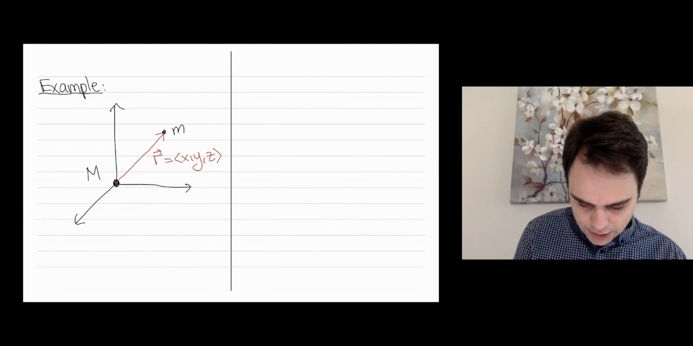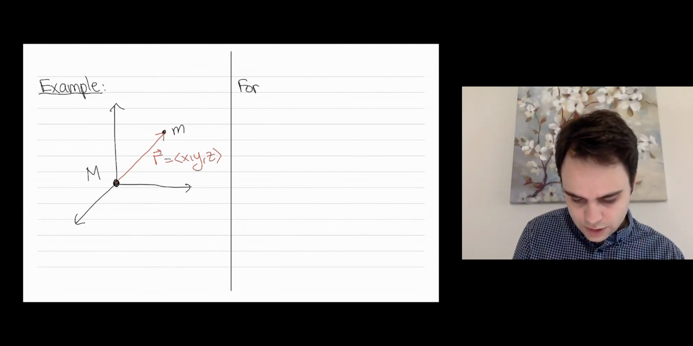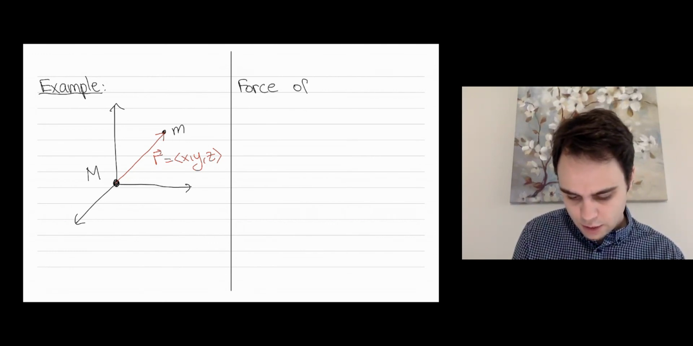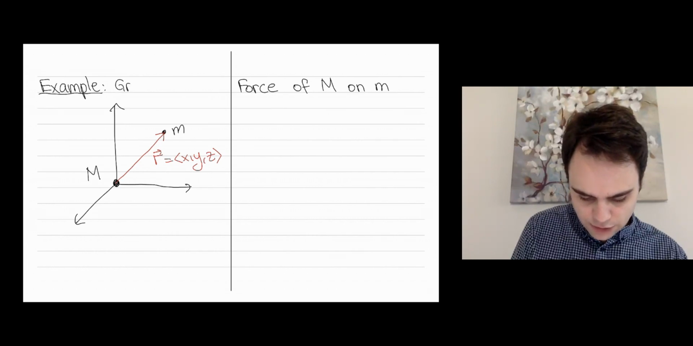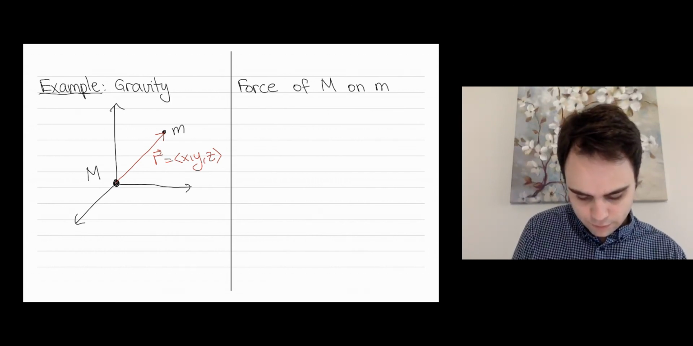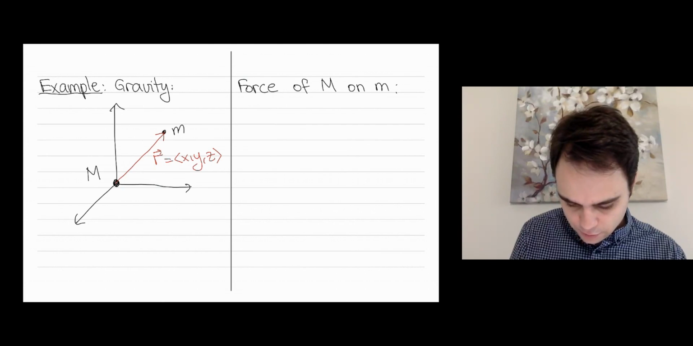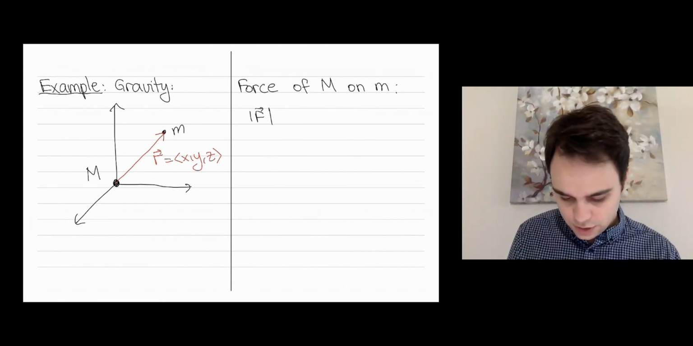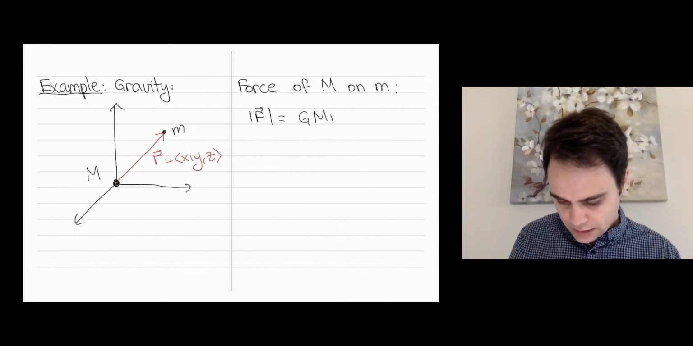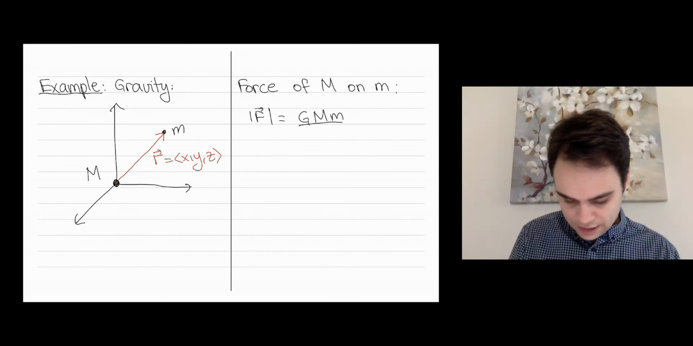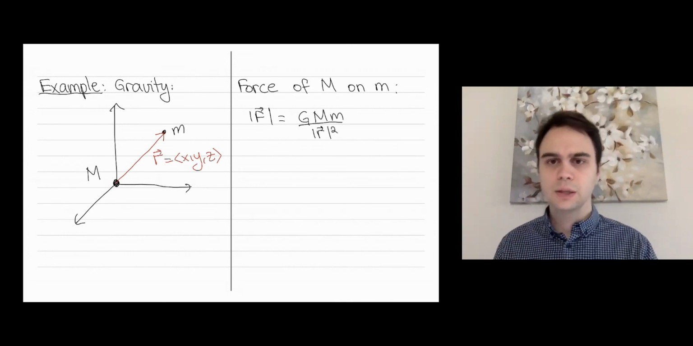So the force, we'll look at the force of the big mass on the test mass. So this is gravitational force. We know that the absolute value of this force, the magnitude of the force, is just a constant, Newton's constant G, times the product of the two masses, divided by the distance between the two masses, so the length of R squared.